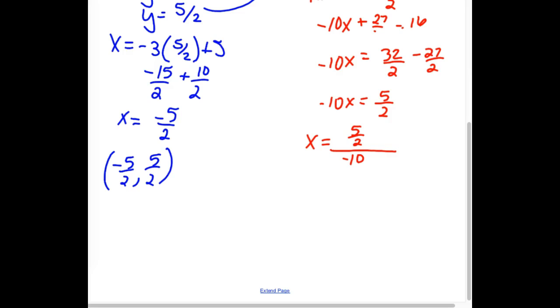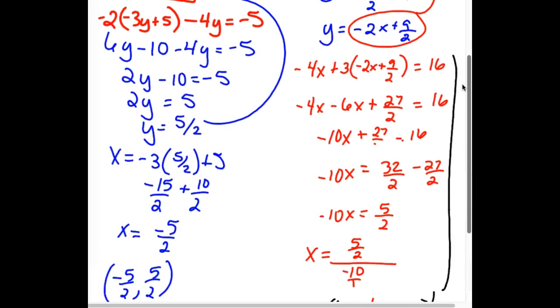Dividing is the same as multiplying by a reciprocal, right? If we think of it in fraction form, this would be negative 10 over 1. So its reciprocal would be negative 1/10. So we can take 5 halves times negative 1/10. What do we get? We can reduce, right? 5 and 10. What do we end up with? Negative 1/4. Okay? That was fun.